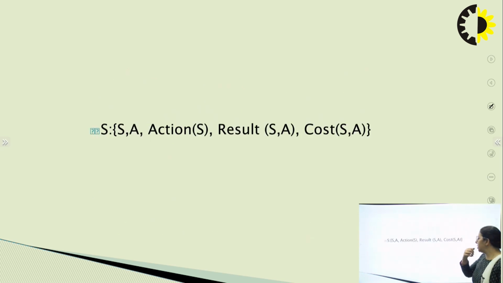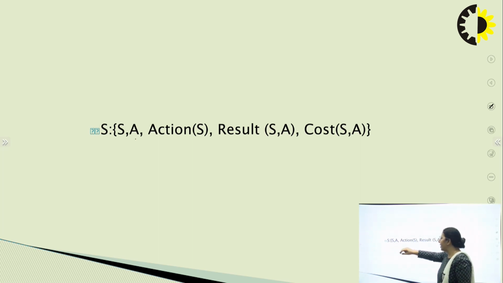So here you can see S, A, action of S, result. Here S is the source, the state from where you start exploring the problem.